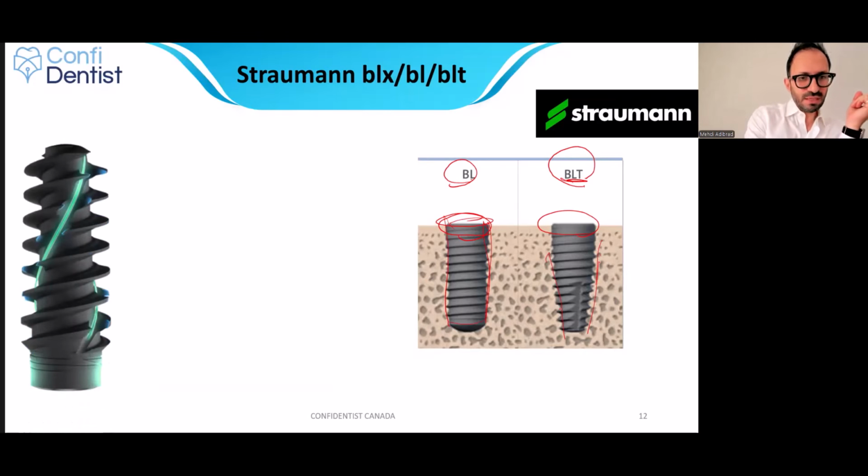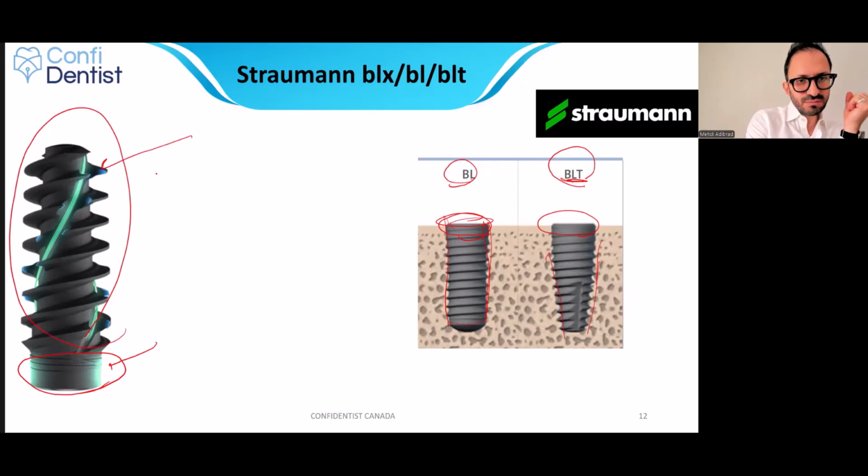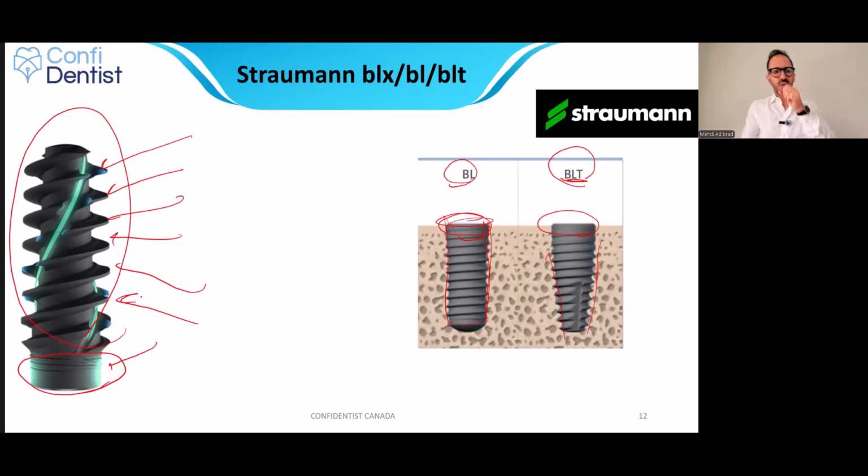And this is the BLX. BLX, the coronal 2 millimeter has very, very fine micro threads. But looking at the apical or the rest of the implant fixture, you can identify these aggressive threads very easily. Let's see them in action.